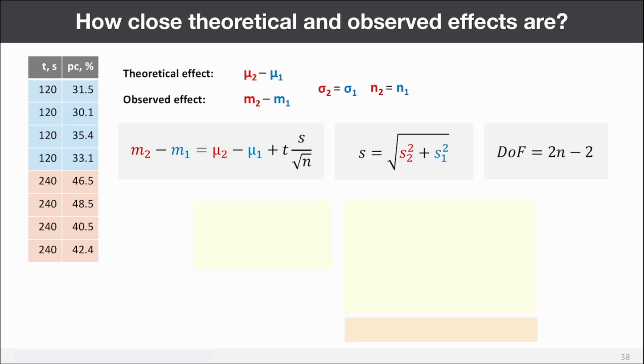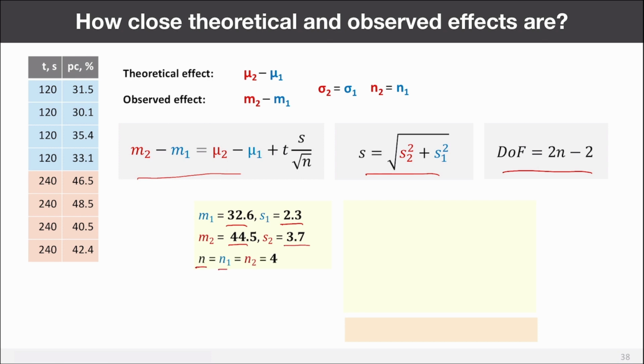So now let's do the calculation. First of all, you remember these are just formulas that we derived in the previous slide. This is our sample. So let's start with computing statistics. Average value 32.6, standard deviation 2.3. This is what we also computed before, you remember. Average value of the second sample 44.5, standard deviation 3.7. N is equal to 4 because every sample has 4 values, 4 independent randomly obtained values.